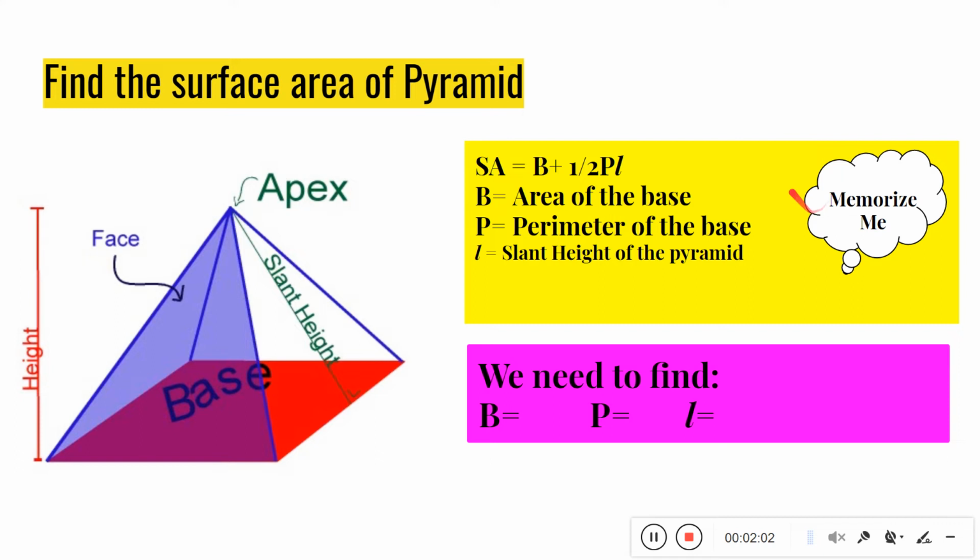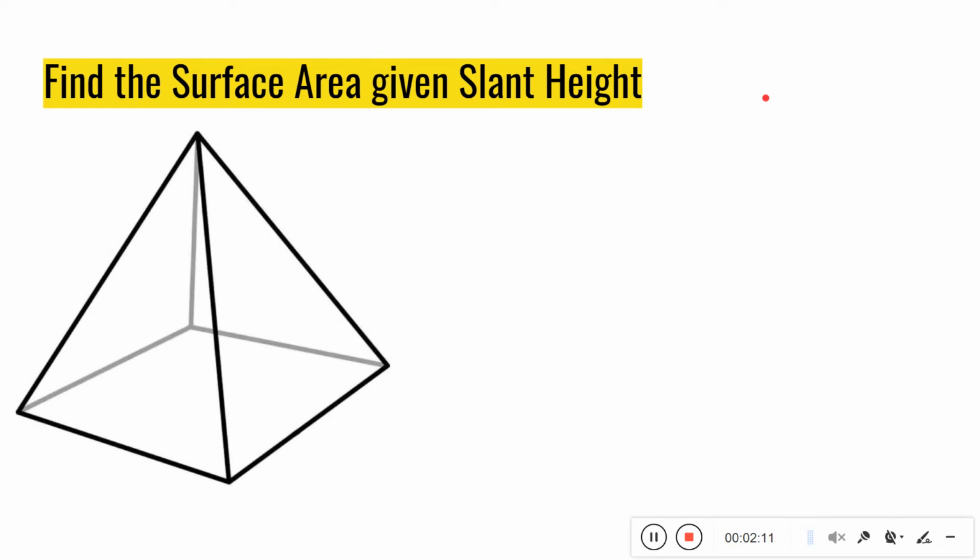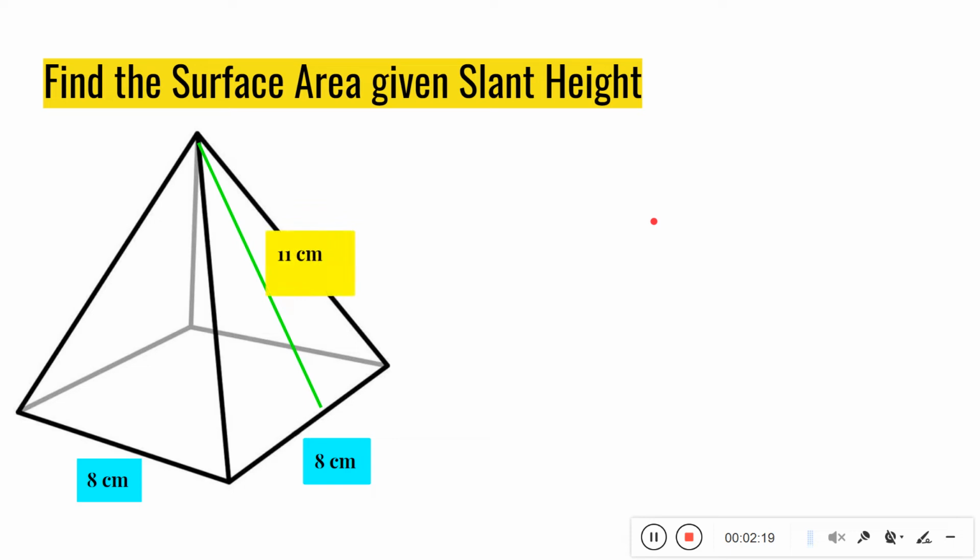Okay, and don't forget, these formulas are very important to memorize. Okay, so let's say we're given the slant height. So let's look at a pyramid. Here's a square pyramid. The base is 8 by 8. There's your slant height. That's 11 centimeters.